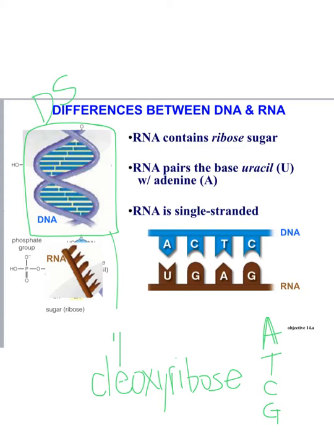A couple of differences here then with RNA. RNA contains the sugar ribose. In RNA, an A pairs with uracil instead of thymine. So in RNA, there is no thymine. Thymine is replaced by uracil. And then RNA is most of the time single-stranded. We do know now that there are some double-stranded RNAs, but for the most part, RNA is going to be single-stranded.